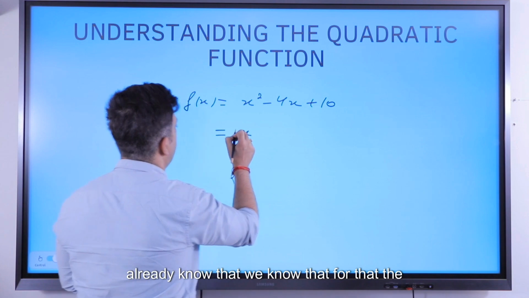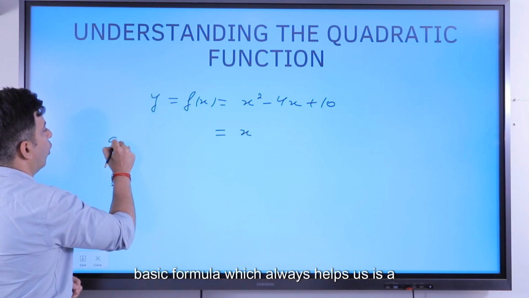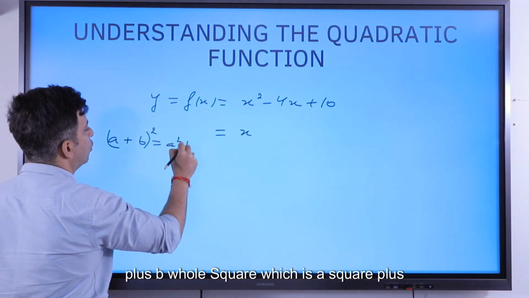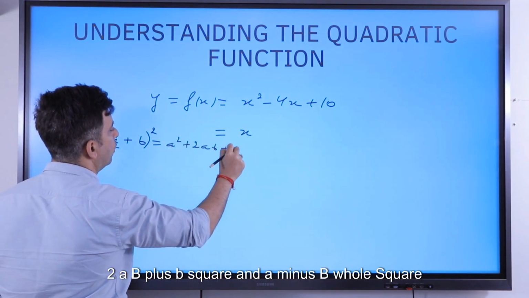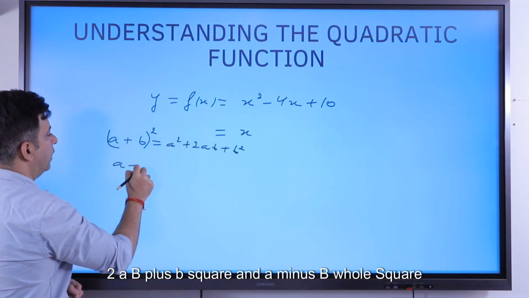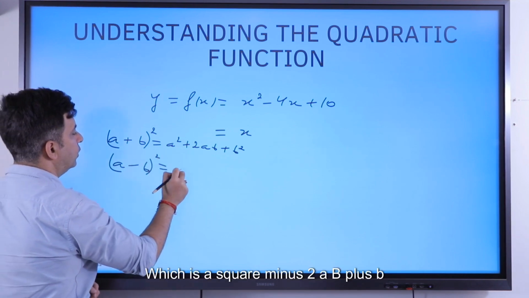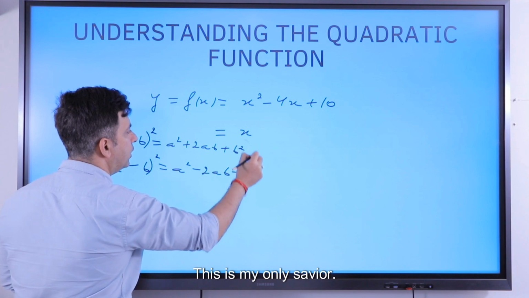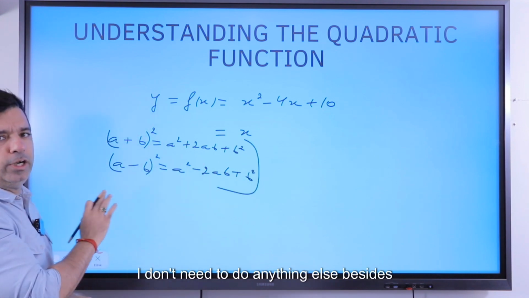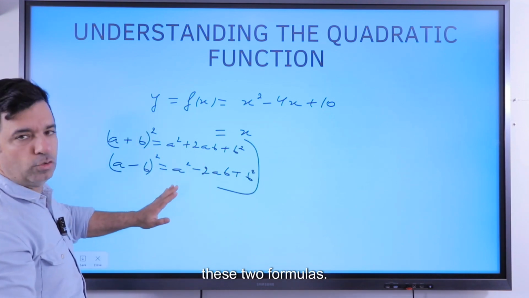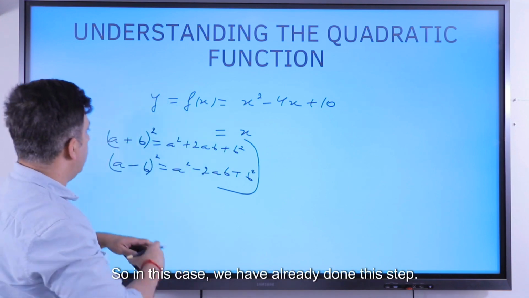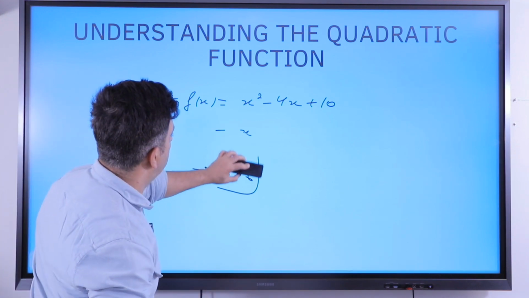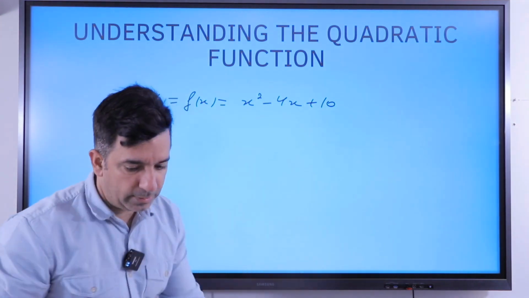We know that the basic formulas which always help us are (a + b)² = a² + 2ab + b², and (a - b)² = a² - 2ab + b². This is my only savior. I don't need to do anything else besides these two formulas. So in this case, we have already done this step. We already know the process. So this is the task which is to be dealt.